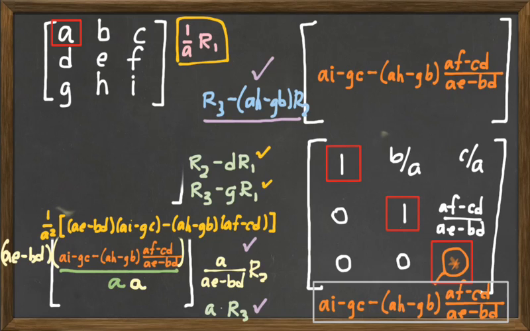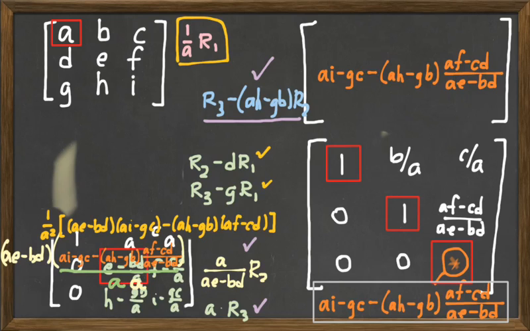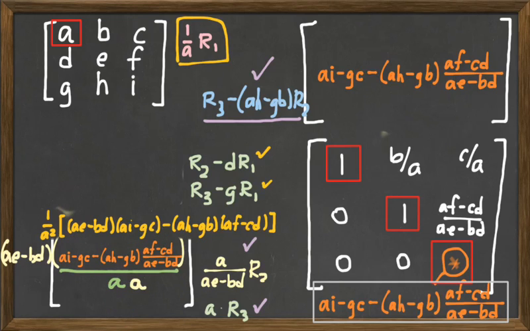So when I multiply that determinant by A, I just end up getting rid of one of the factors of A in the denominator of that factor out in the front, the 1 over A squared. And I'm going to get 1 over A times AE minus BD times AI minus GC, minus AH minus GB times AF minus CD.